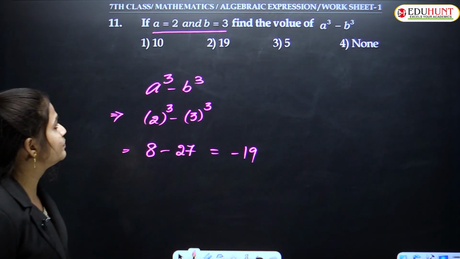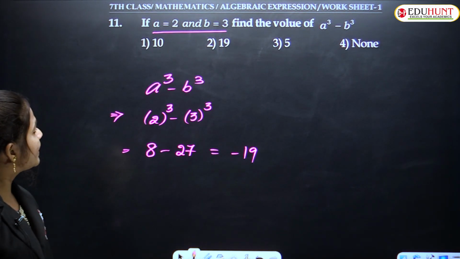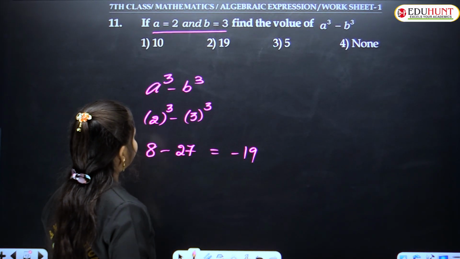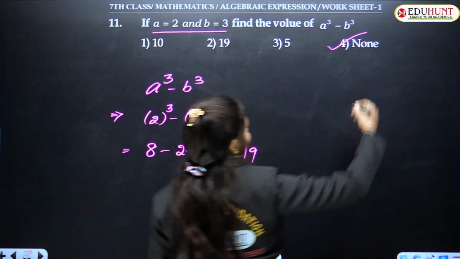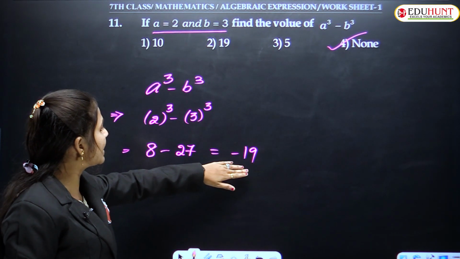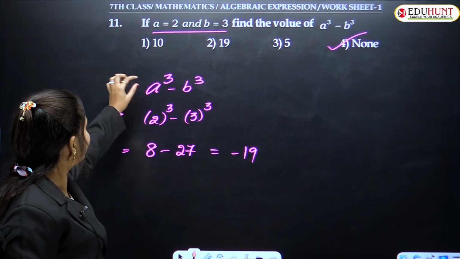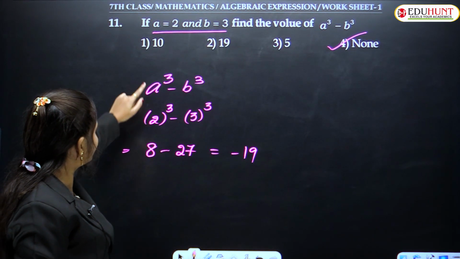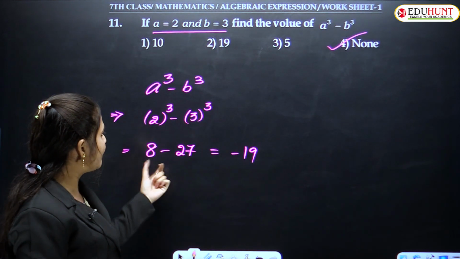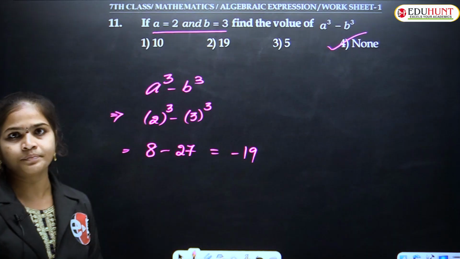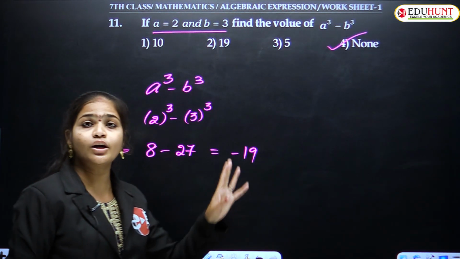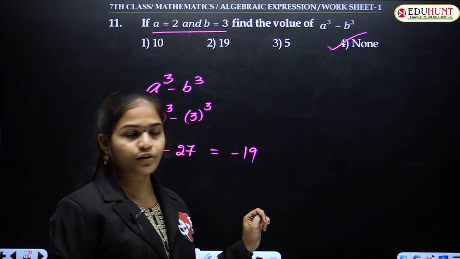What is the answer here? Minus 19. But the option is not given, no, plus 19 they given, but the answer is minus 19. So as per this, we have to go for the none option. Why? Because plus 19 they given, but the answer is minus 19. Once again, see that a is equal to 2, so 2 cube minus b is equal to 3 cube, 8 minus 27, which is equal to minus 19. Understand? So that option is not there, so we have to go for option 4, none of these. Okay? Yes.